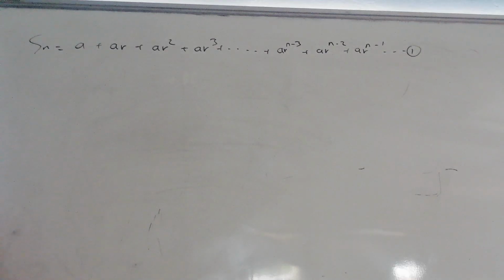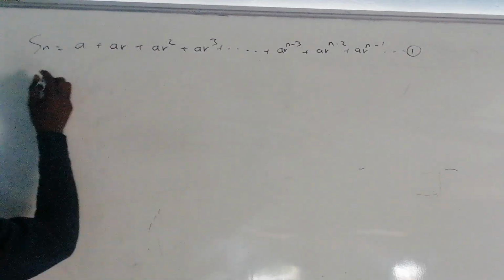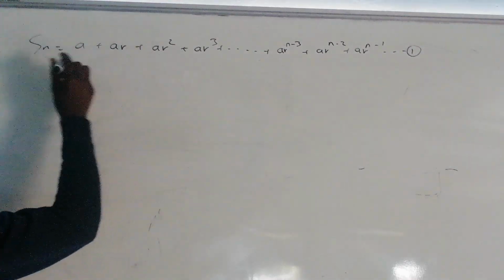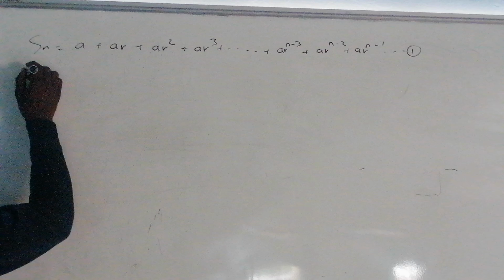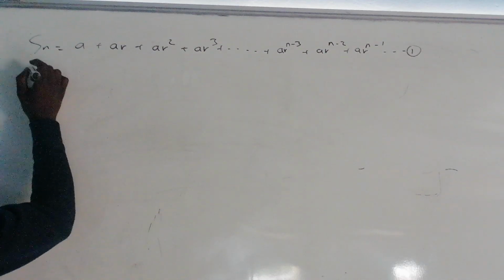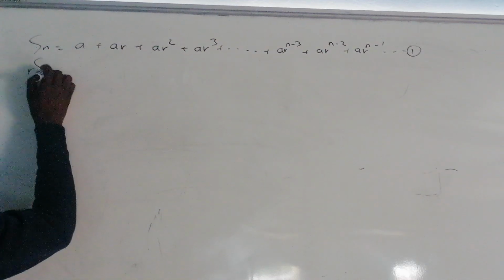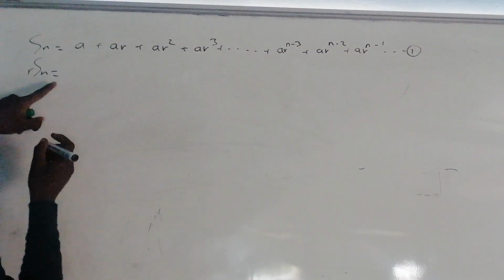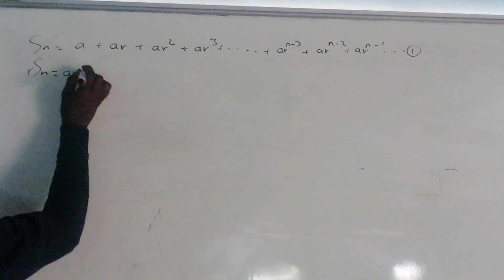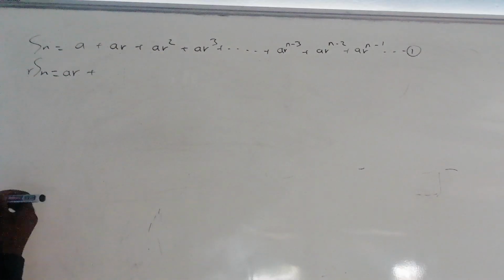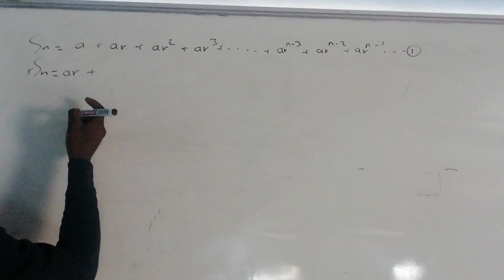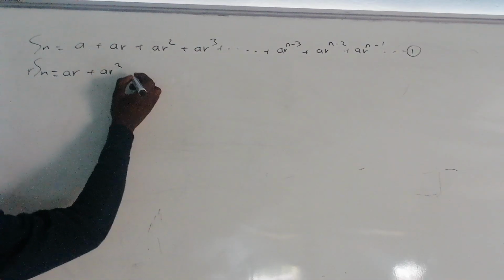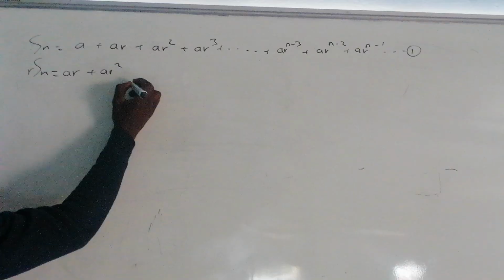For us to find equation 2, you multiply equation 1 by r, meaning that you multiply everything in equation 1 with an r. So we have r Sn. A times r is ar. A times ar will be ar squared. I'm not sure if you guys understand this.